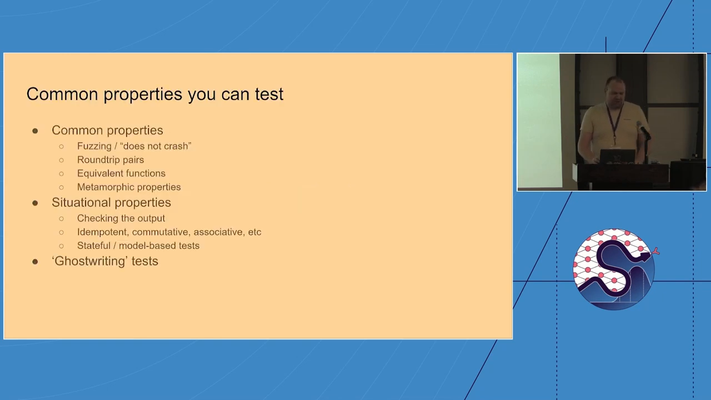So a couple of common ones. There's the fuzzing or the does-not-crash property, which is just if you call your code with arbitrary inputs that it should handle, whatever it does, it should not raise an exception. There's round trip and equivalent ones, which we've just seen ghostwritten. There's metamorphic properties, which is an amazing mouthful for a very useful thing. And then there are some situationally useful properties.